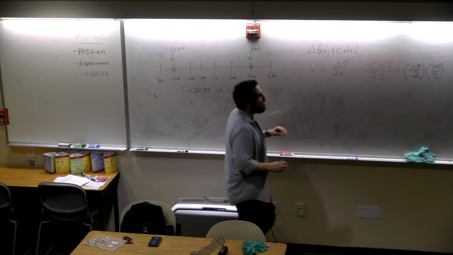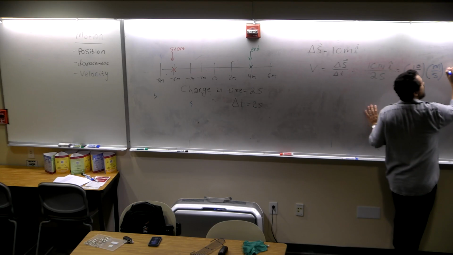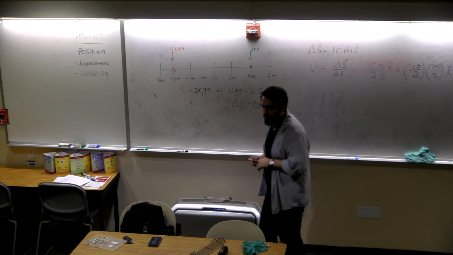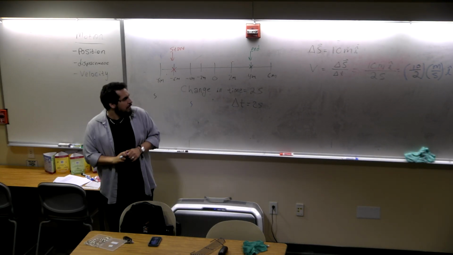Direction tells you where you're heading. I-hat means to the right. Positive I-hat means to the right. So this tells you we're heading 5 meters per second to the right.